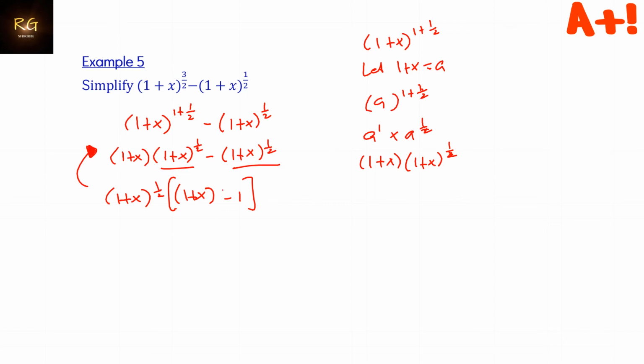So once this factorization is done, with (1 plus x) to the power of 1 over 2, we can solve this. If you open the bracket, 1 minus 1 is equal to 0. We just need to multiply with x. Correct. Am I right? So if I rearrange this equation, it's going to give me x times (1 plus x) to the power of 1 over 2. So this is how we can simplify the question in the example.